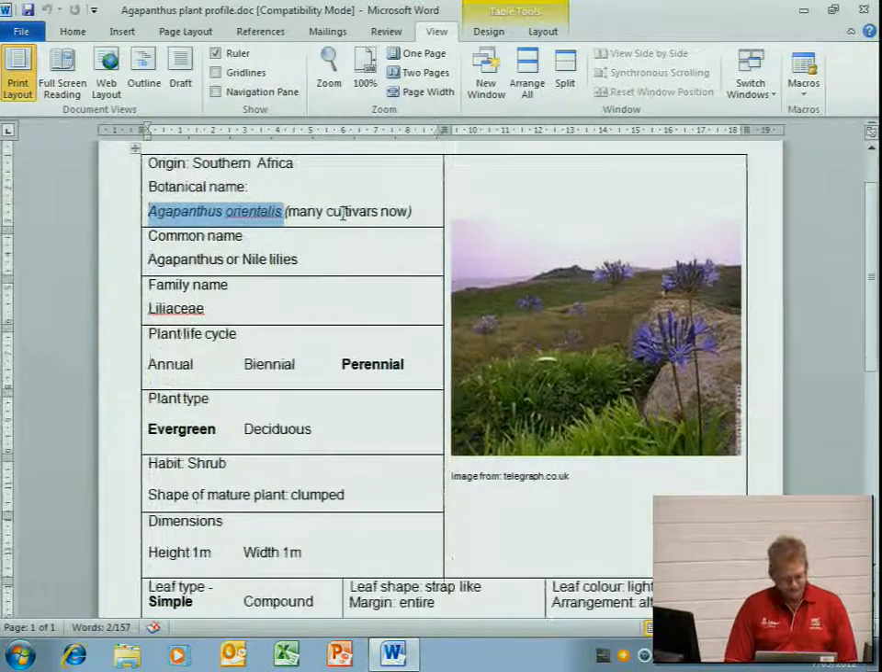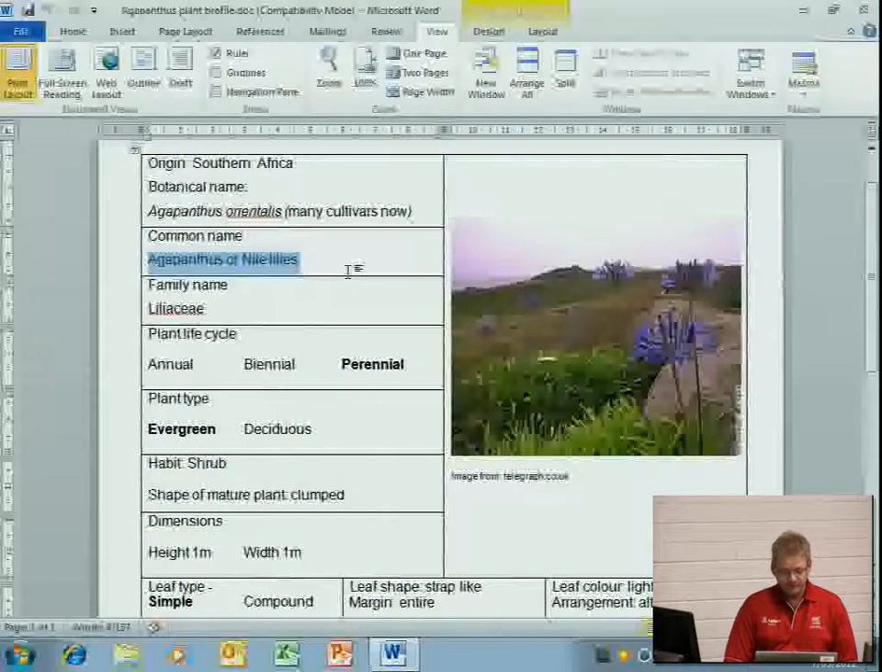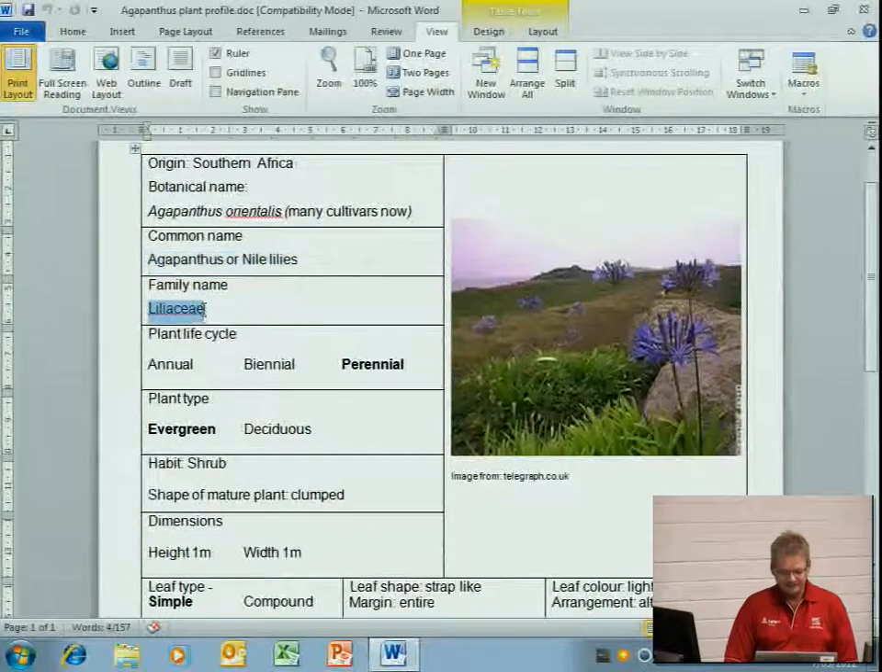Little note, there are many cultivars now available, but for our circumstances today we're just focusing upon the original parent plant, which is Agapanthus orientalis. Okay, so the common name is Agapanthus, or some folks will refer to it as the Nile lily. The family name is Liliaceae.